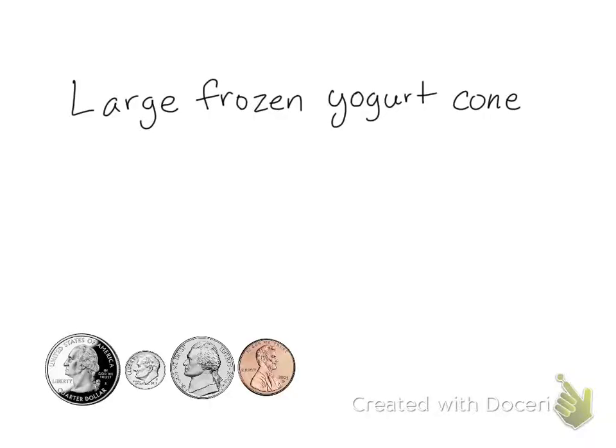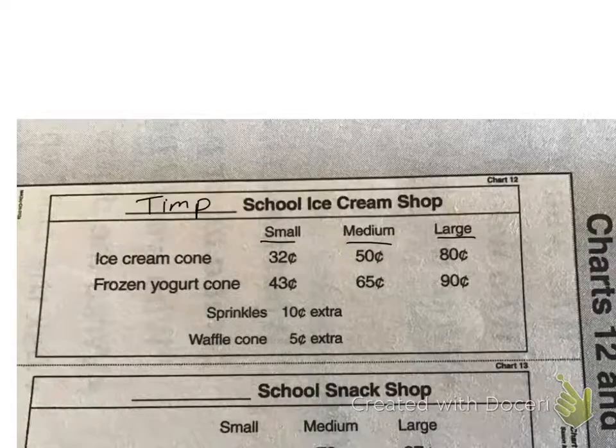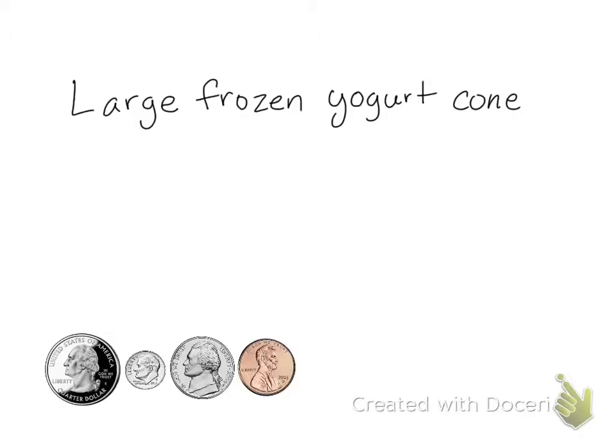All right? So if I look at my chart, a large frozen yogurt cone costs 90 cents. Okay, so this equals 90 cents. Right? So what coins can I show using 90 cents, using the fewest amount of coins? Well, I'm going to want to start with quarters first. So quarters I know are worth 25 cents. Dimes are worth 10. Nickels are worth 5. And pennies are worth 1 cent.